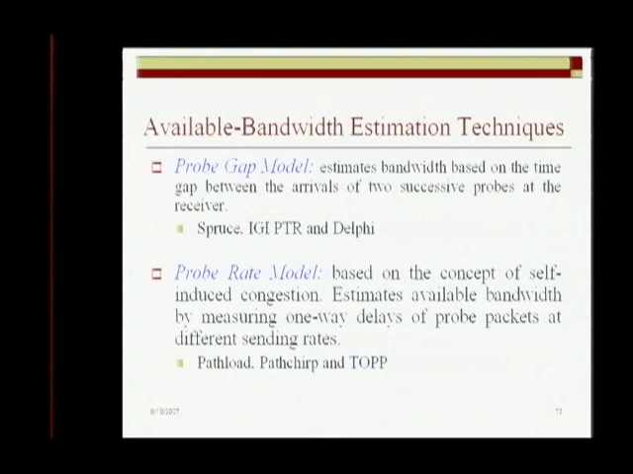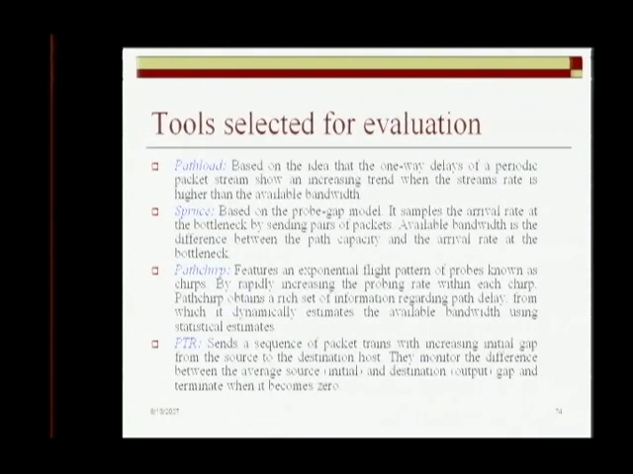It's a very high level view of what these two models mean, and there are different tools that have been proposed and successfully analyzed in the wired environment. PathLoad and PathChirp are based on the probe rate model, I think, and the other two are based on the probe gap. Again, there are variations between these four schemes, but in the interest of time, I'm not going into the details.